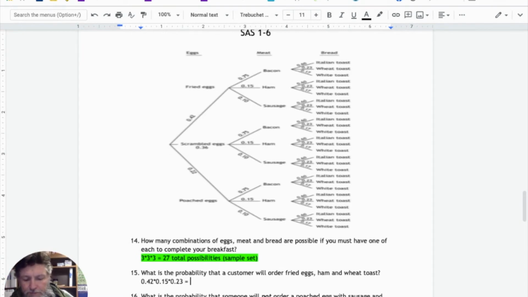So it is 0.42 times 0.15 times 0.23. That gives us a probability of 0.01449, which equals, I would say, as a percentage, 1.4%. Okay? Makes sense? Okay?